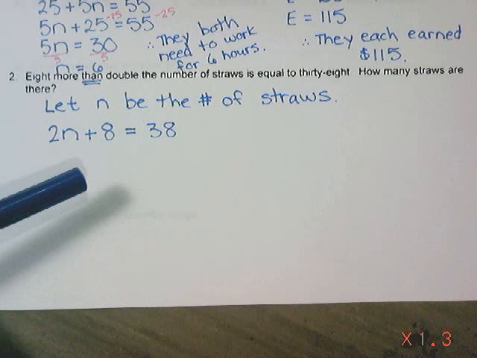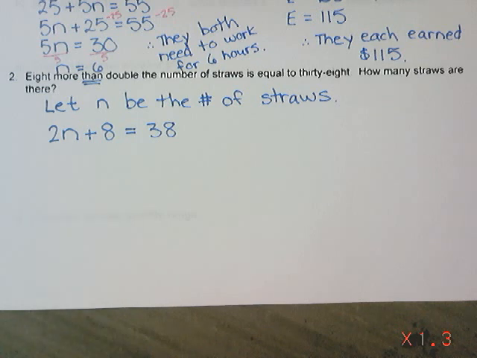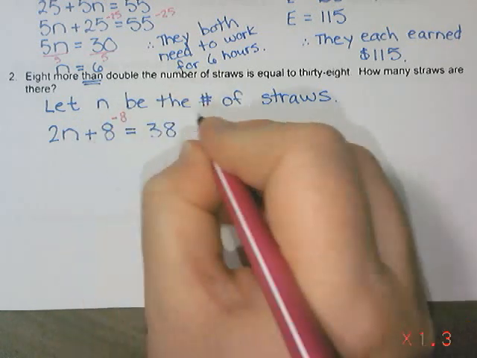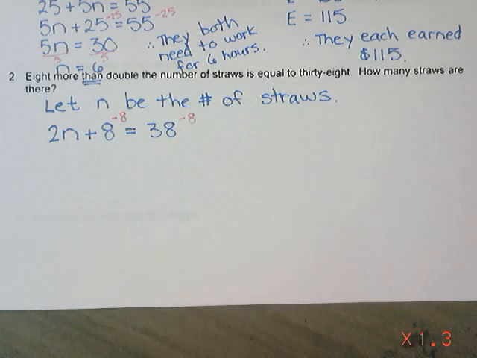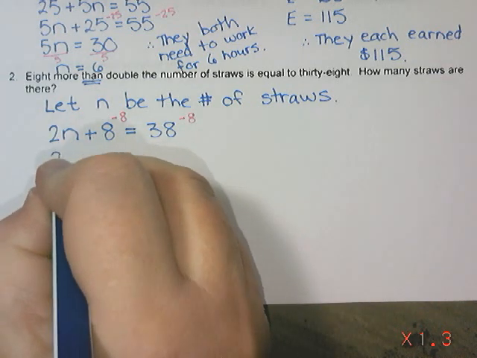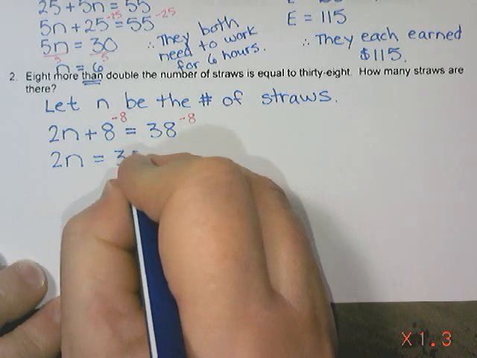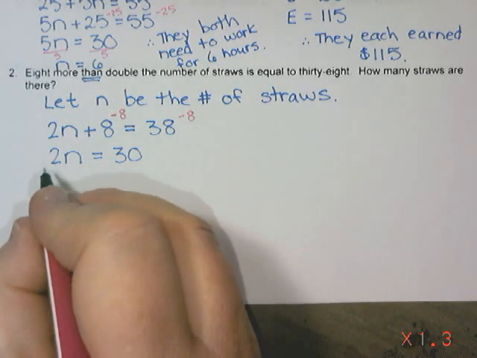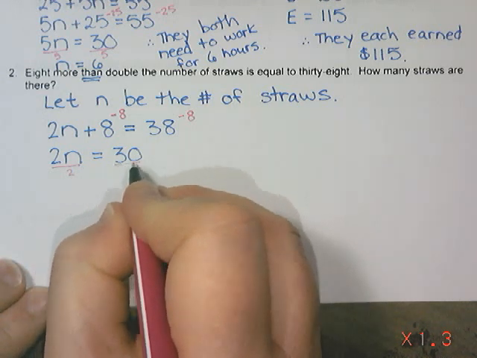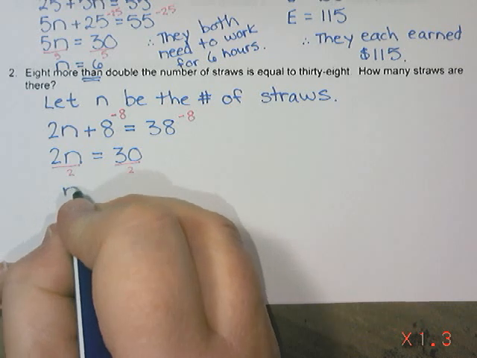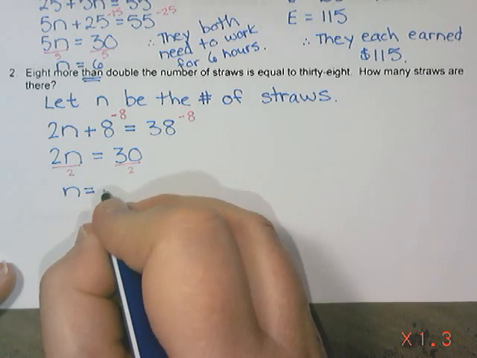Okay, now that we have an equation, all we have to do is solve. So the first thing I would do is try to cancel out my addition and subtraction. So I'm going to eliminate that plus 8 by subtracting 8 from both sides. If I do that, I'm left with 2n equals 38 take away 8 is 30. And then to eliminate that 2, we are going to do the opposite operation and divide both sides by 2. And I end up with 1n, or just n, equals 30 divided by 2 is 15.